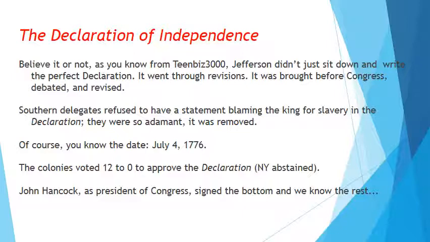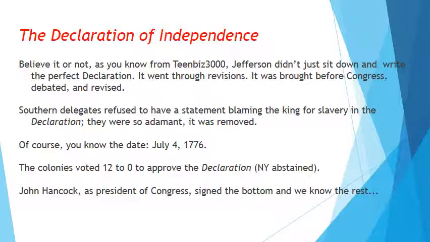It was brought before Congress, debated, and revised even again. This was an important document. They couldn't just write it and send it. The Southern delegates actually read it and refused to have a statement blaming the king for slavery in the Declaration. They were so adamant against it, it was removed in order to be able to send that declaration and to be able to get the Southern delegates to support independence, to support this new country that was being formed.